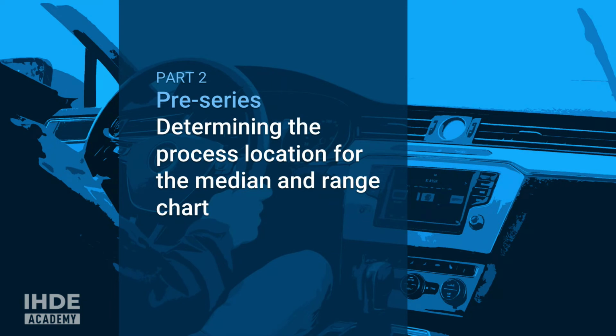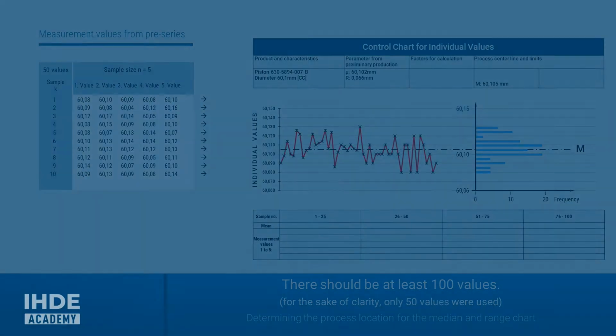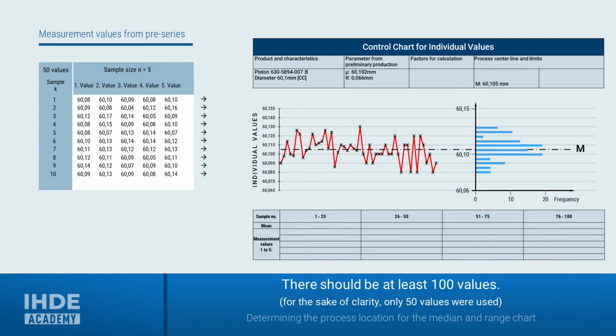This process is called pre-series. And it's such a pre-series that we look at in this chapter and use the data to calculate the average median and the mean of the ranges. So, the diameter of 50 parts was measured and the results entered in the table on the left. On the right side, the individual values have been entered into a control chart for individual values. Their frequency distribution can be seen in the adjacent histogram.